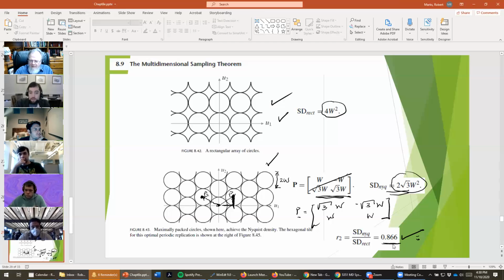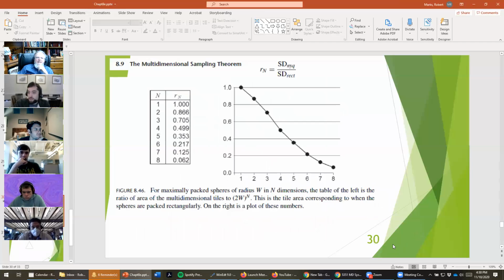Well, it turns out, interestingly, that it really gets incredibly crazy. This is a plot and a table of what happens as you maximally pack spheres in higher and higher dimensions. So you'll notice in 1 dimension, well, nothing happens. We said that this was about 87% here. If you have 3 dimensions, it reduces by 70%. And if you go all the way up to 8 dimensions, it reduces it to 6.2%.